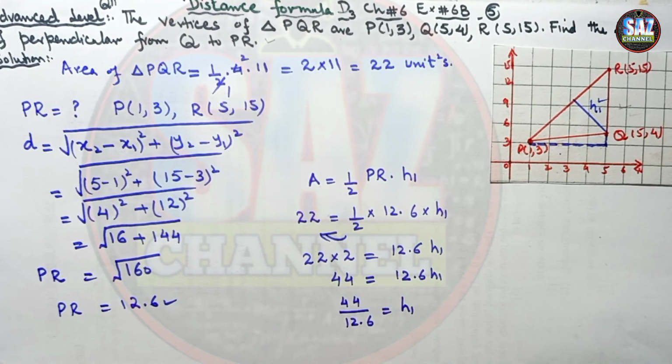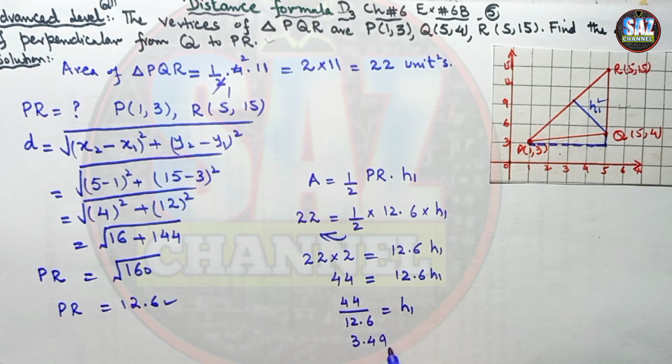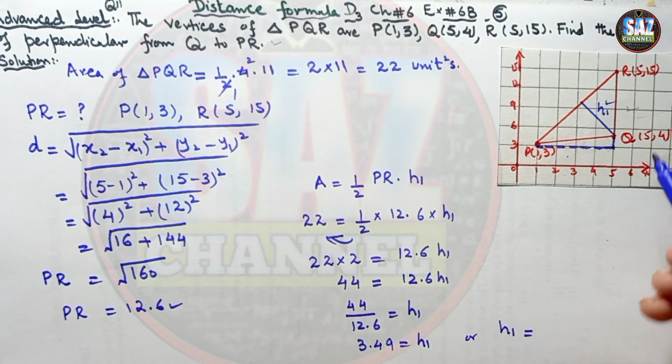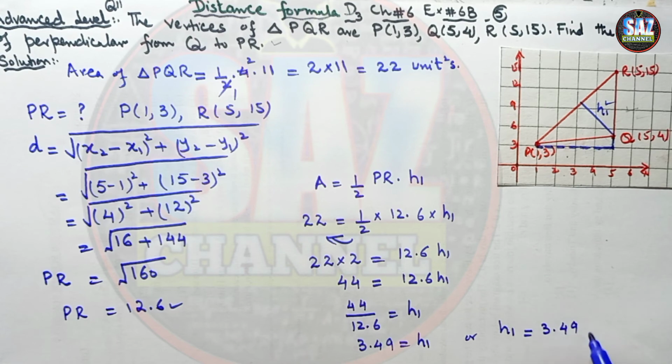Divide 44 by 12.6, and this gives me 3.49. 3.49 equals H1, or H1, which is the length of perpendicular from Q to PR, is 3.49 units. I hope you are clear about today's lesson.